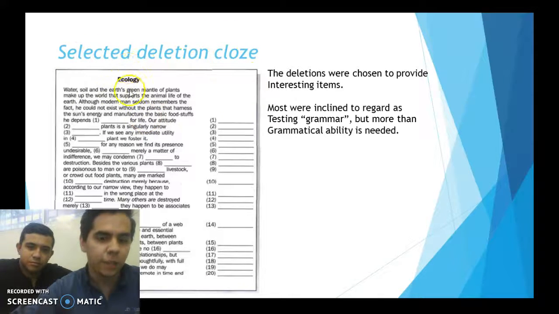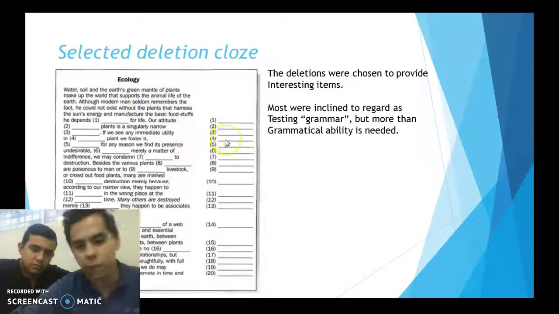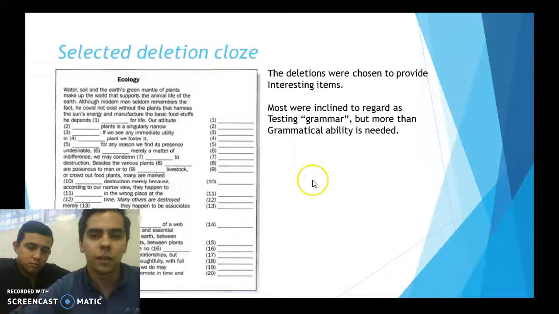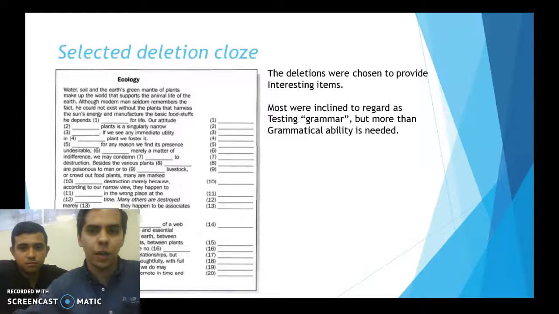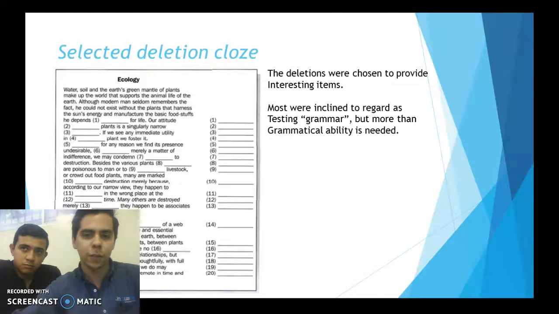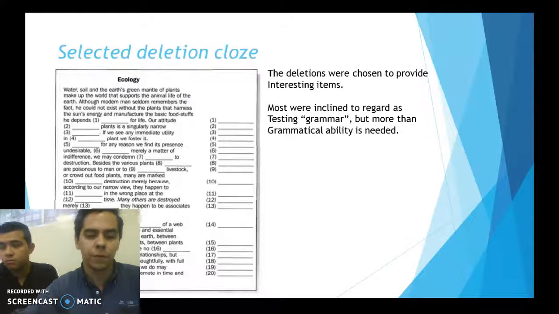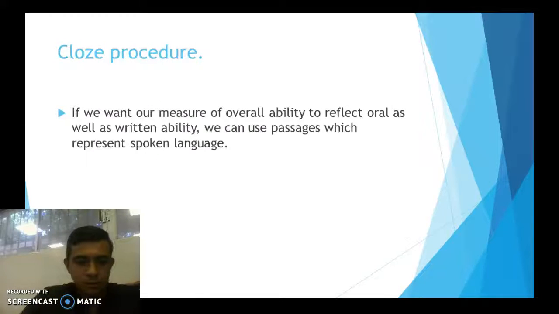As we can see here, we have the topic, which is ecology, and the empty spaces. Also, we have a column here with the same numbers. The deletions were chosen to provide interesting items for the students. Most people were inclined to regard this as testing grammar, but more than grammatical ability is needed to answer this test. Tests like TOEFL, ICT, and TKT can have these types of techniques in their exams too.